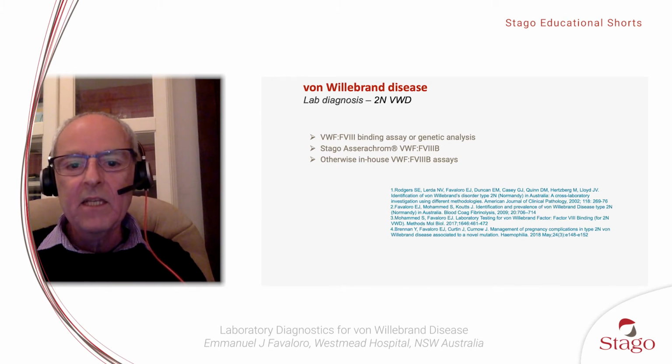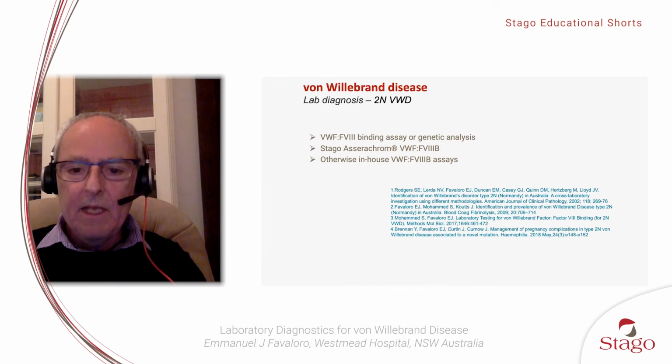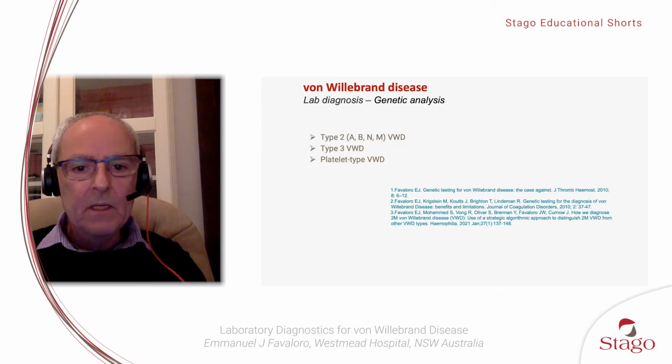And as I indicated, the Stago Asserachrom factor VIII binding assay is the only commercially available factor VIII binding assay that I'm aware of. Otherwise, you need to use an in-house factor VIII binding assay. And here I'm just showing some references where we've undertaken assessment of patients with 2N von Willebrand disease in our laboratory. I'm happy to share any of those references if you ask me.